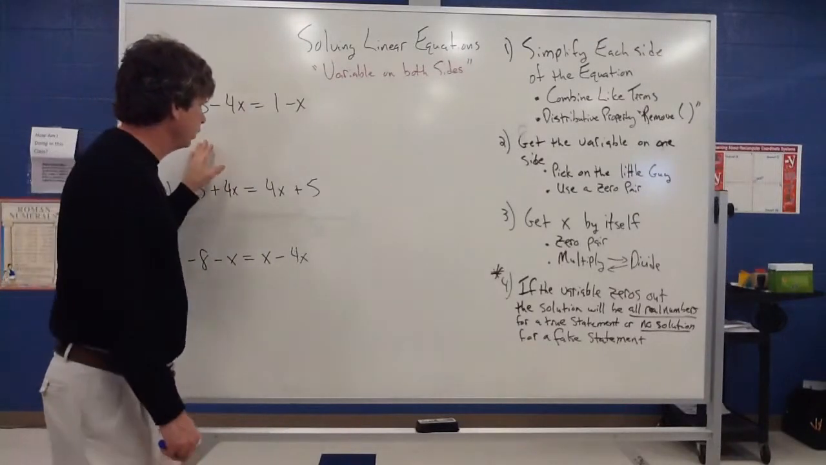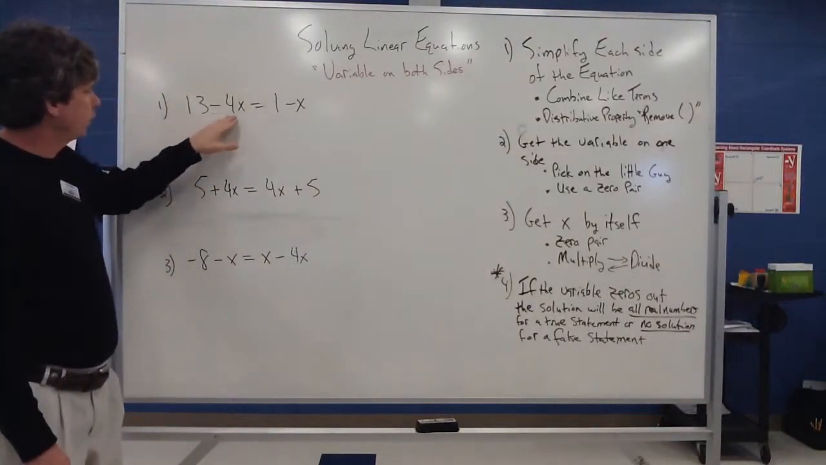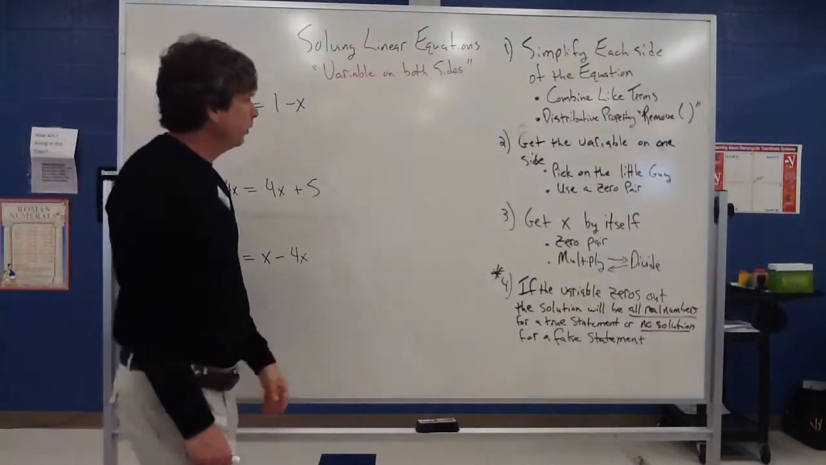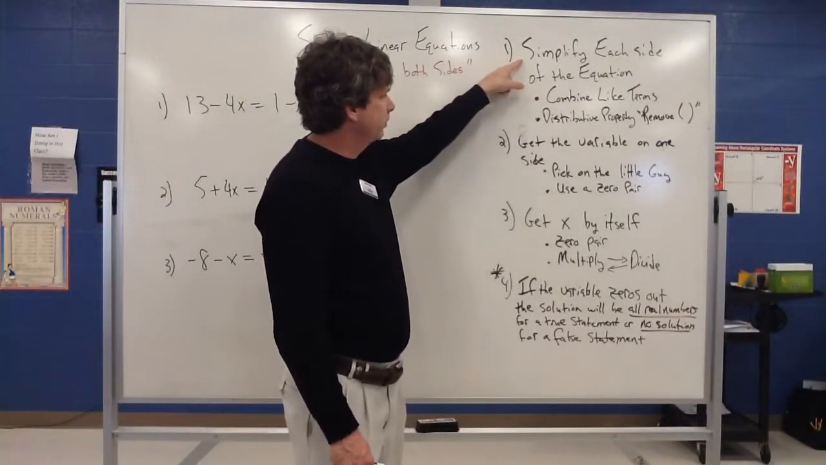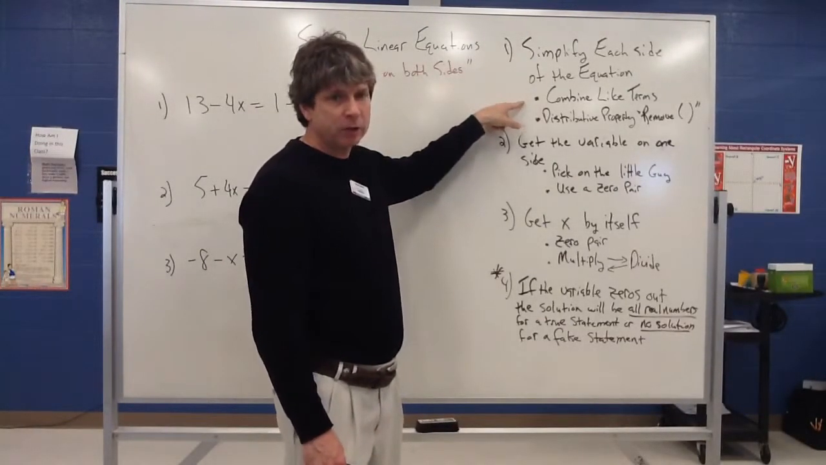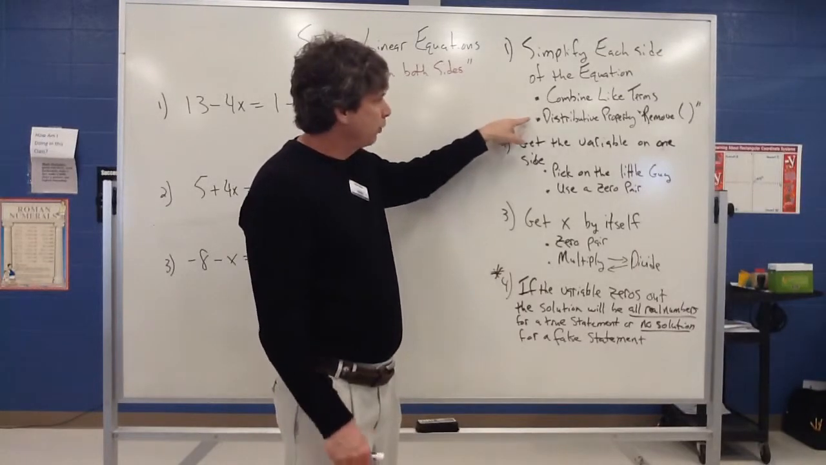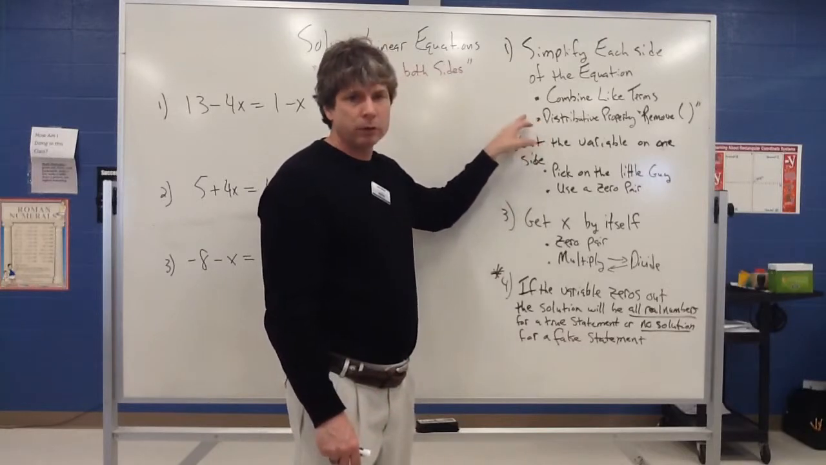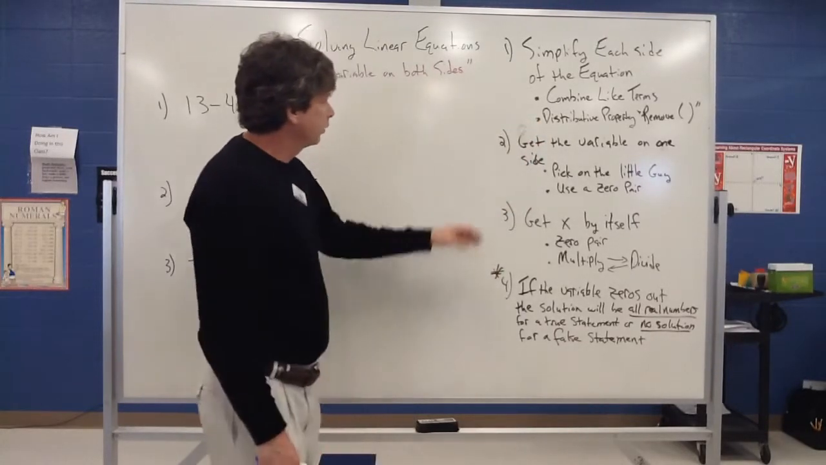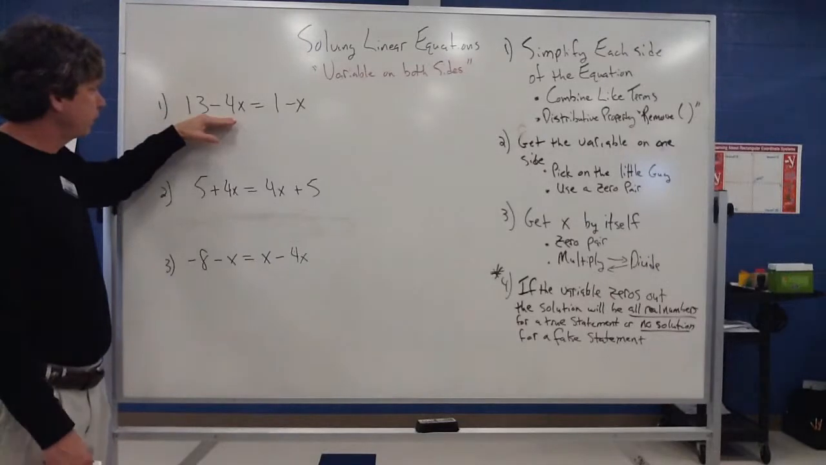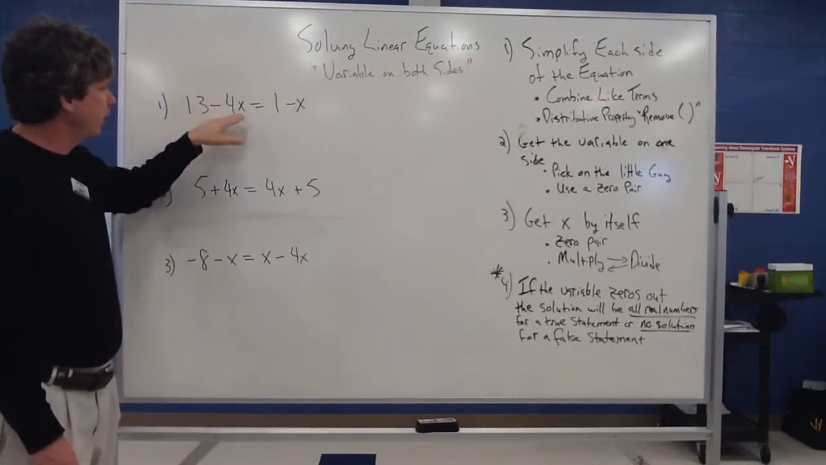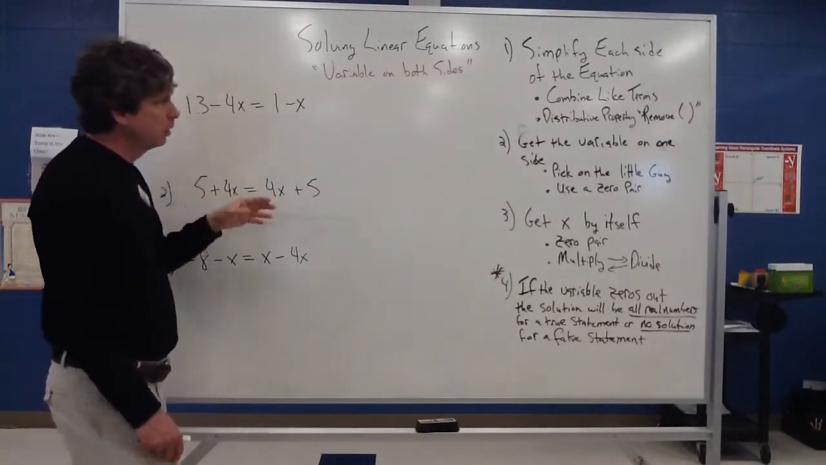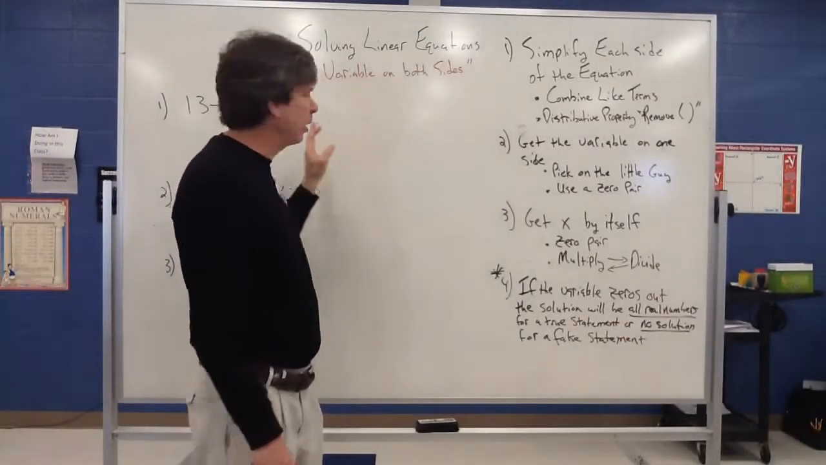So, let's look at the first equation. I have 13 minus 4 times some number has to equal 1 minus that same number. Well, the first thing we pick up on is we have to simplify each side of the equation, which means if there's like terms, combine those like terms, or if you see those parentheses, you can use that distributive property to remove those parentheses out of the problem. So if I look at this problem right here, I really can't see any like terms on this side nor this side, and I don't see where there's a need for the distributive property. So step one doesn't really exist in this problem.